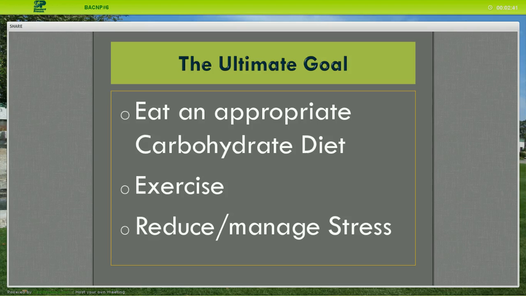It's important that I speak from my heart with regards to trying to encourage them to change their lifestyle, to eat a more appropriate diet, one that has fewer and fewer processed foods and carbohydrates. I need to encourage them to exercise, and I need to encourage them to reduce and manage stress.